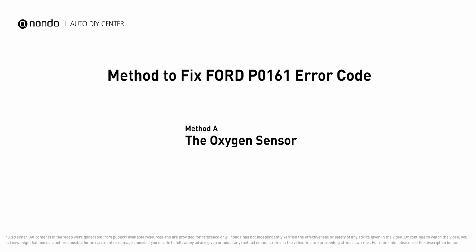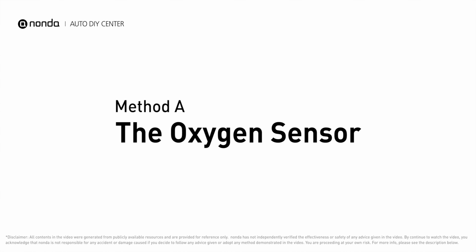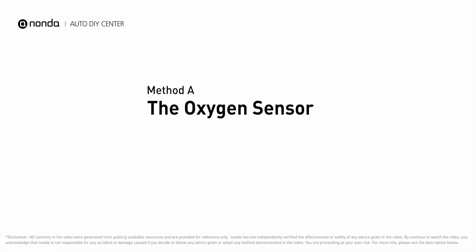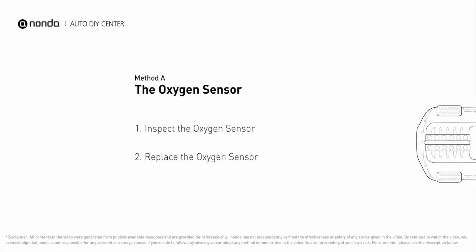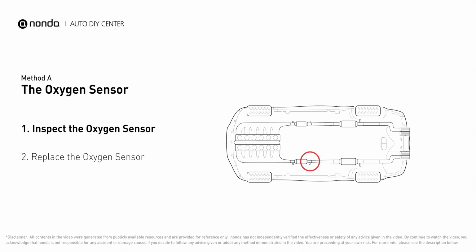Here are one of the most practical solutions to fix Ford's P0161 error code. Method A, the oxygen sensor. This oxygen sensor is located right after the catalytic converter. Bank 2 is on the side with the cylinder number 2. Sensor number 2 is usually the downstream oxygen sensor behind the converter.